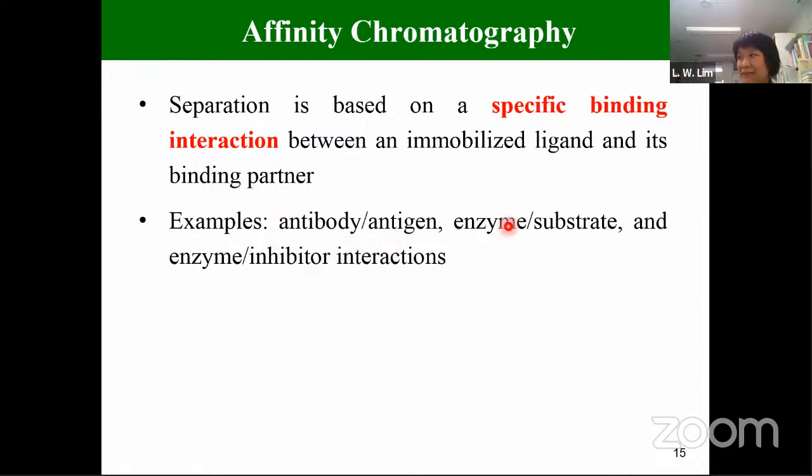For example, enzyme. In my lab, I did trypsin before. Trypsin is an enzyme. So we immobilize trypsin on a silica surface, and then we were separating some proteins, any proteins. So we try to do the digestion. So it's like online digestion. We use the column as the microreactor.